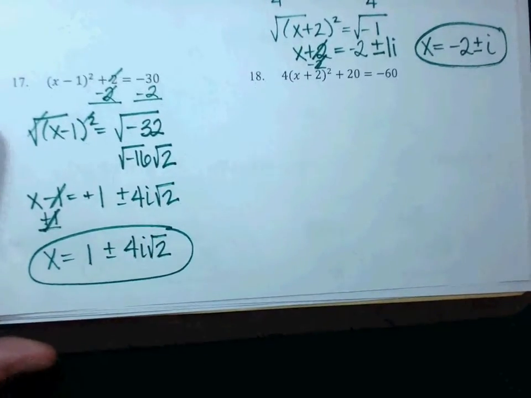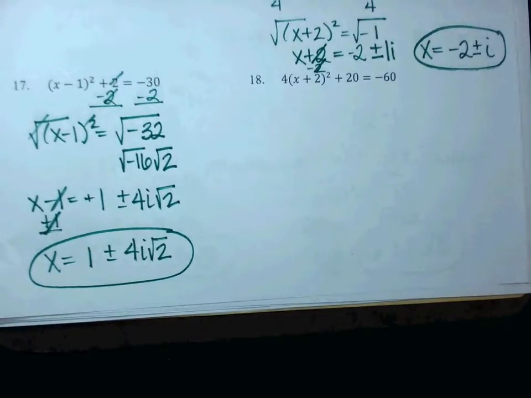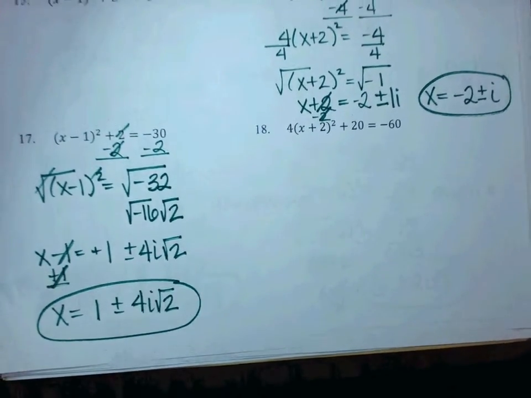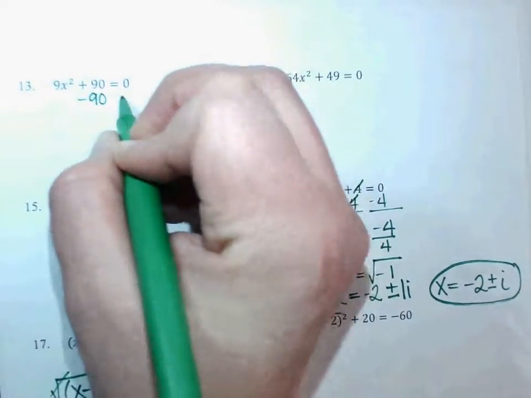Okay? Just a heads up, on number 13, it can't simplify. So when you do it, there's not a perfect square that comes out of it. So let's go ahead and do that one. What would you do first on 13? Okay, minus 90. What would you do second after you minus 90? Okay, good. So minus 90.